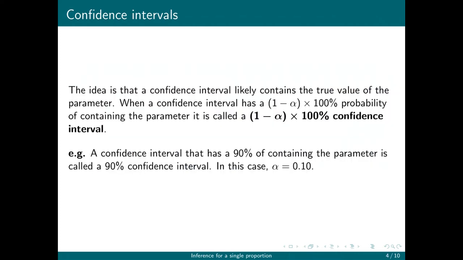The idea is that a confidence interval likely contains the true value of the parameter we're trying to estimate. We refer to this probability usually as 1 minus alpha. So when a confidence interval has a 1 minus alpha times 100% probability of containing the parameter, we call it a 1 minus alpha times 100% confidence interval. Now that looks weird, so let me give you an example. A confidence interval that has a 90% chance of containing the parameter is called a 90% confidence interval. In this case, alpha is only 0.1 because 90% is 100 minus 10%.